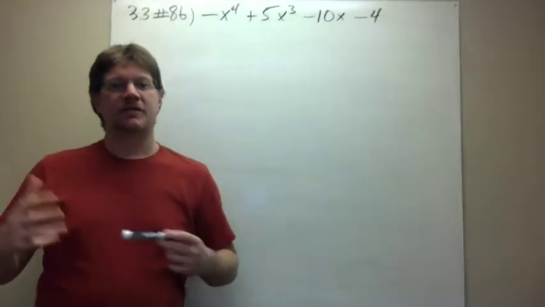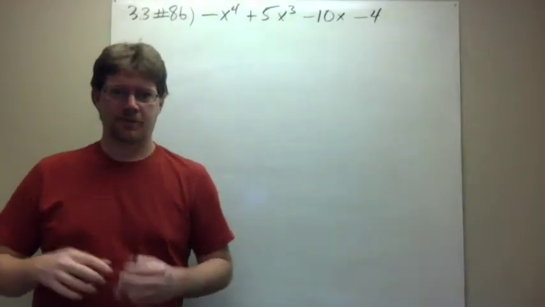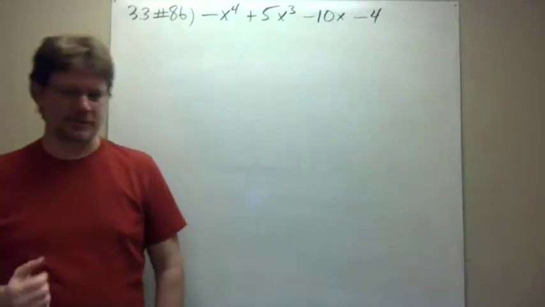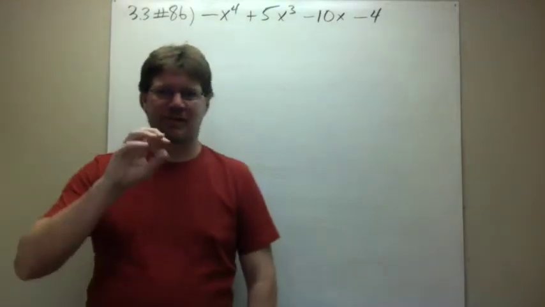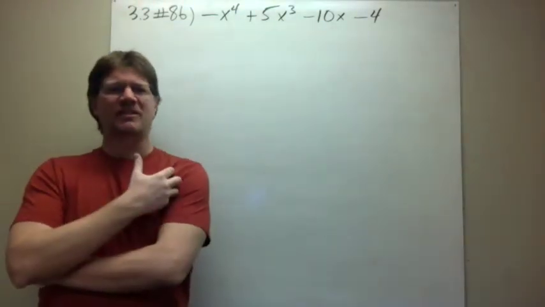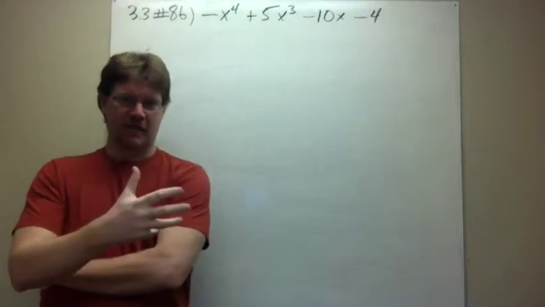All right, so section 33, number 86. We are told to look at the graph of this thing, which I will trust you to do. It's also in the book, although it's kind of tiny and it's tough to see what's happening. And then we are asked to factor this thing out.